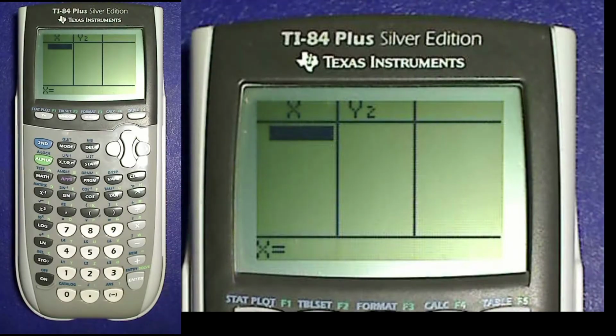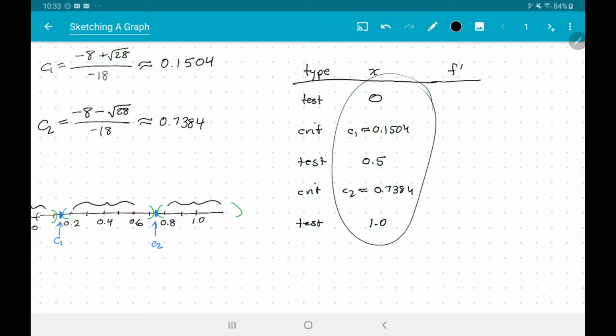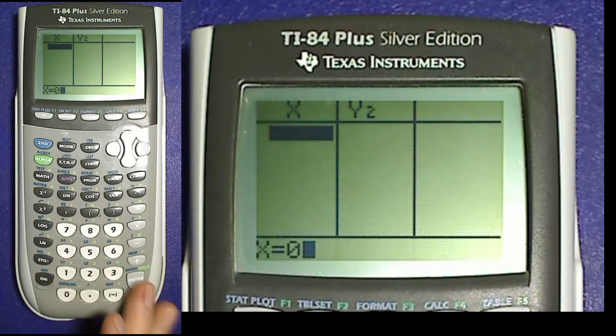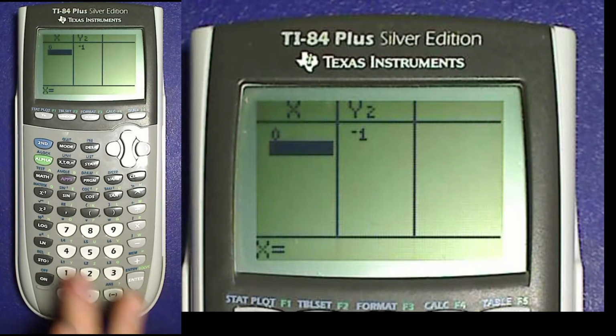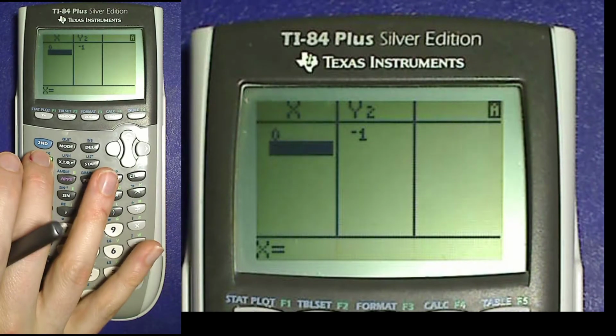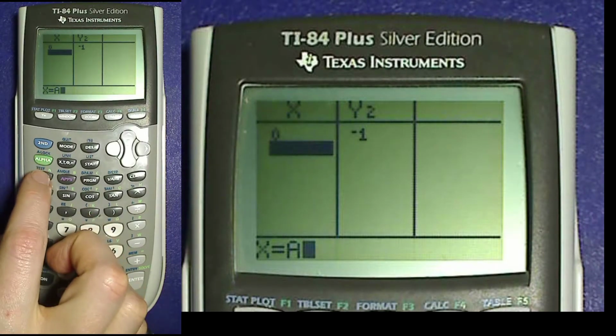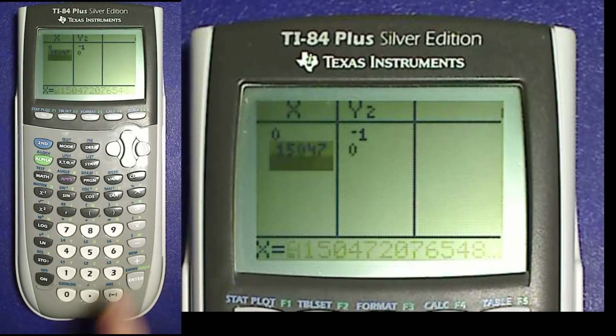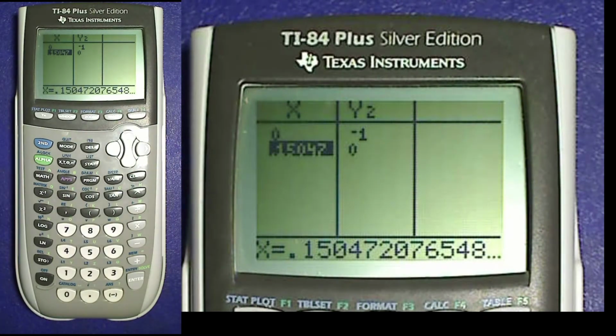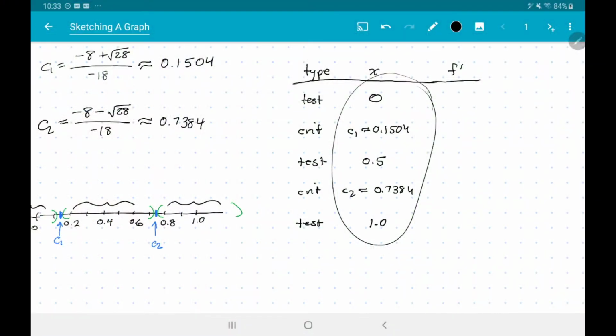I'll go into the table screen and now type in the x values that I'm interested in. And again, looking back here, there's my x values of interest. I'm going to type in 0. And then this is why I stored the critical numbers in A and B, because now I can hit the alphabet button and then this button to type the A, and when I hit enter, this number is this first critical number that we got. That's C1.